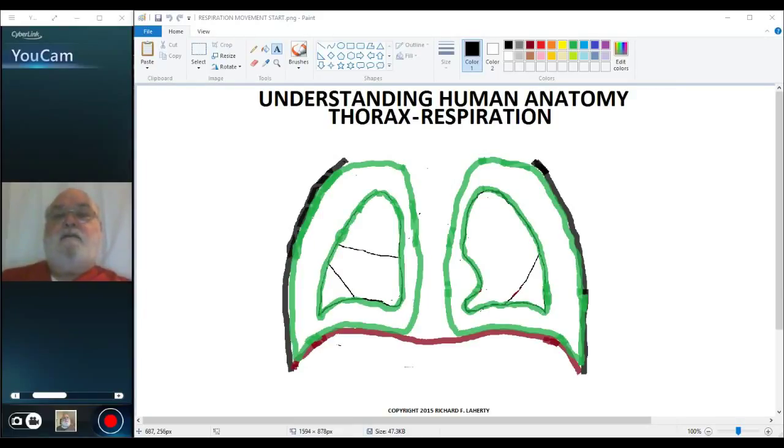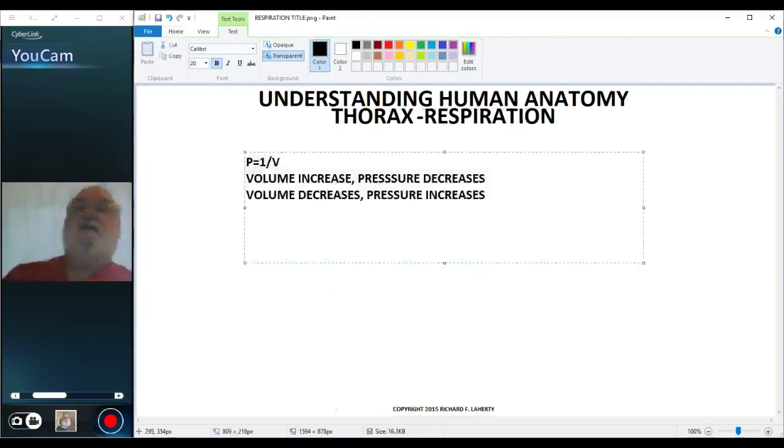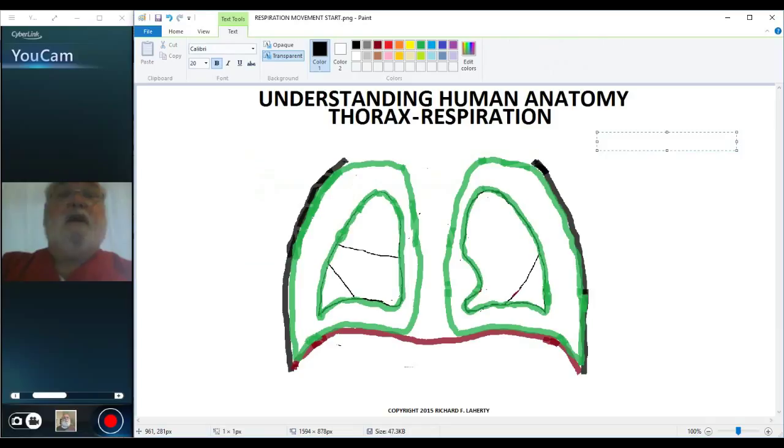Welcome back to Understanding Human Anatomy and our discussion of the mechanism of respiration. This is part 2. You see on the slide I have a diagram of the body wall, the diaphragm, the parietal pleura, the visceral pleura, and the 2 lungs. Let's assume that in our drawing here we're at the beginning of a quiet inspiration.